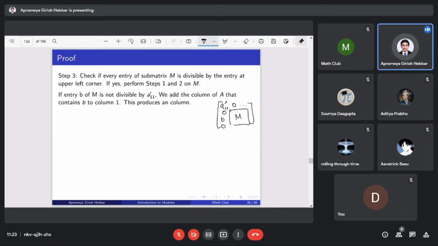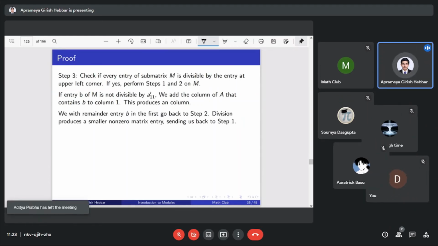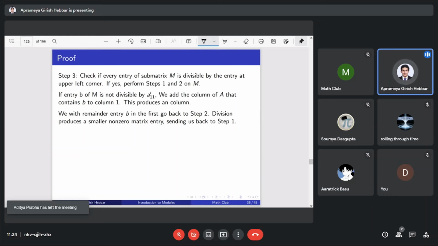Good. So now this produces, I'm sorry, not a column, this produces a column. The first column has another entry other than a11', and again this will send you back to step 1, step 2. So in this way we go back to step 2, and again clear out that B, whatever comes into the first column. We do this again and again until we get a submatrix M such that every entry of that submatrix is divisible by the entry at the upper left corner.